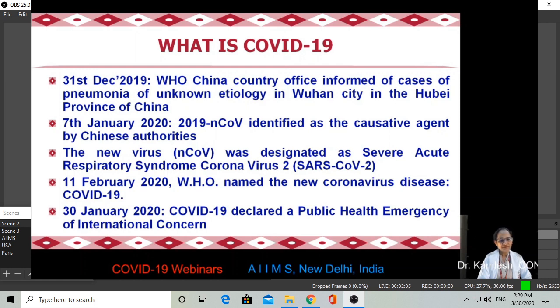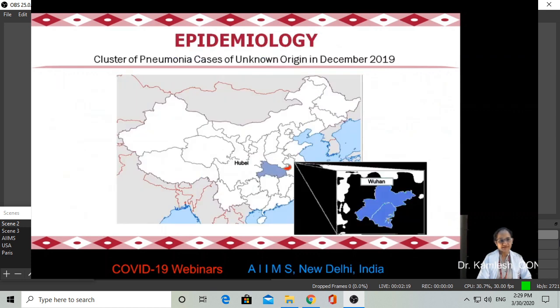On 11th February 2020, WHO named the new coronavirus disease as COVID-19. On 30th January 2020, WHO declared COVID-19 a public health emergency of international concern. If we look at this map over here, we see that this pandemic first originated in Wuhan city in the Hubei province of China.